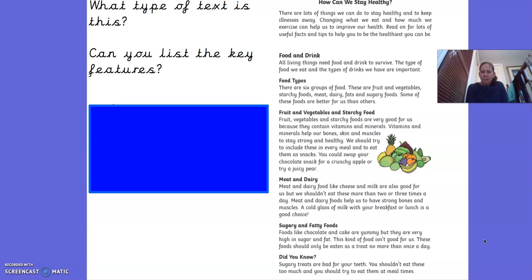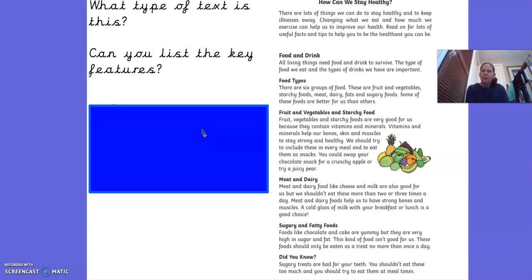Meat and dairy. Meat and dairy food like cheese and milk are also good for us, but we shouldn't eat these more than 2 or 3 times a day. Meat and dairy foods help us to have strong bones and muscles. A cold glass of milk with your breakfast or lunch is a good choice. Sugary and fatty foods. Foods like chocolate and cake are yummy, but they are very high in fat and sugar. This kind of food isn't good for us. These foods should only be eaten as a treat and no more than once a day. Did you know sugary treats are bad for your teeth? You shouldn't eat these too much and you should try to eat them at meal times.